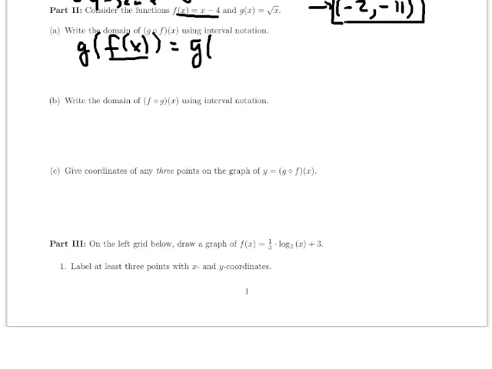instead of g of f of x, I have g of x minus 4. And the rule for g is that g takes the square root. So if you do g of 7, you'd get square root of 7. G of 4 is the square root of 4. So g of x minus 4 just means square root of x minus 4.